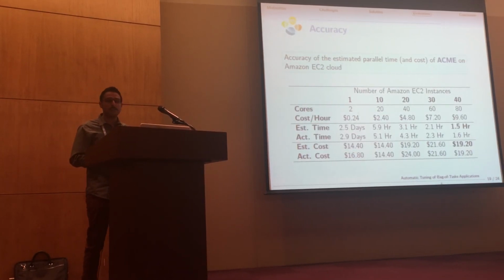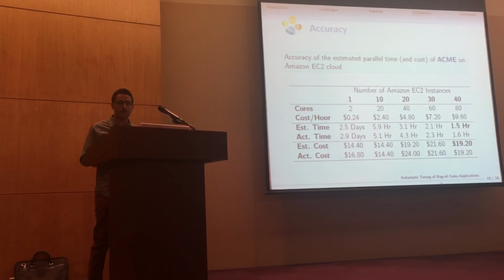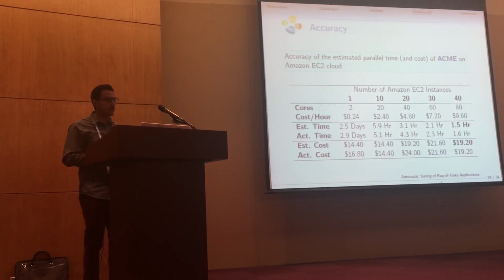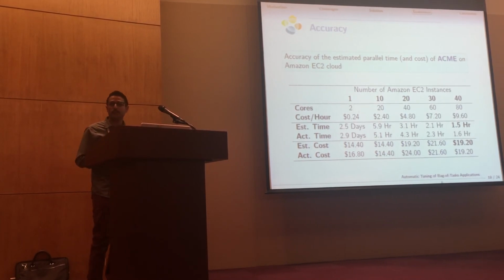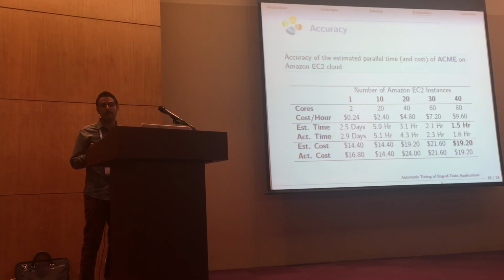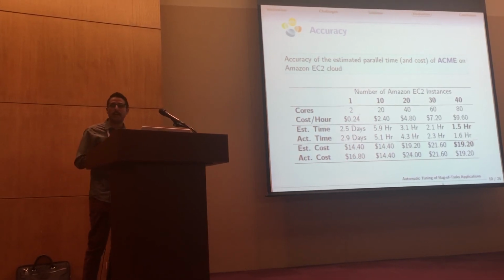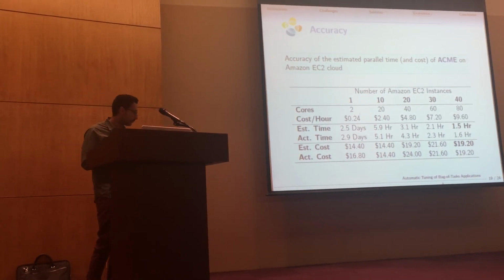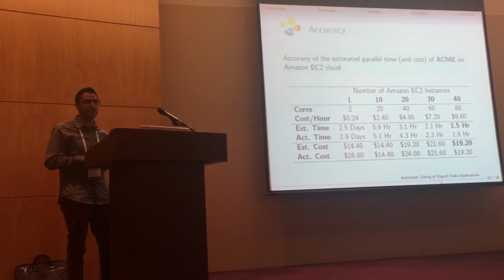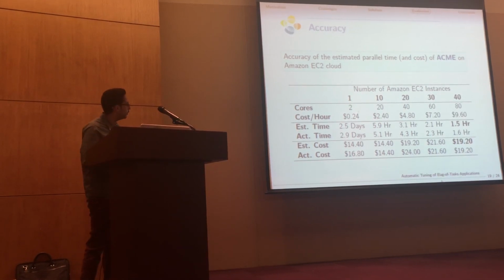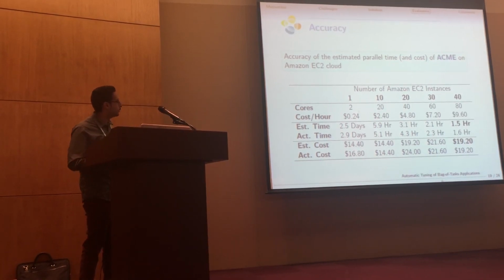Here we show the accuracy of estimating the parallel runtime and cost of ACME on Amazon EC2 Cloud. In this application, a user is assumed to have only 20 bucks and a limited time of 2 hours. And they want to know how many instances on Amazon they should rent. Now you could blindly go ahead and choose a number, but the chances that you're going to nail the number right for your budget and your time are really low, given this chart here.